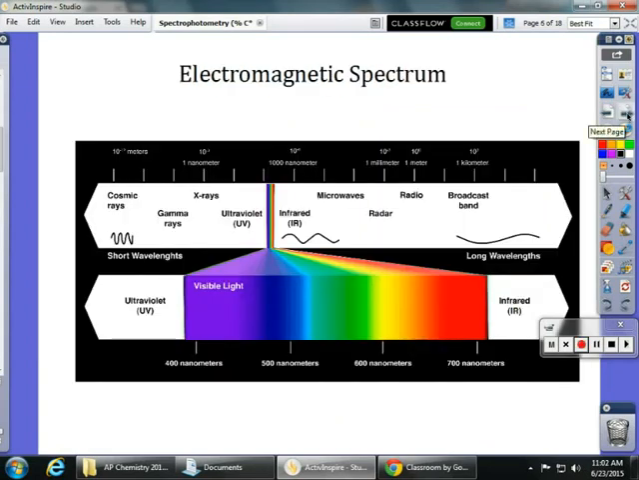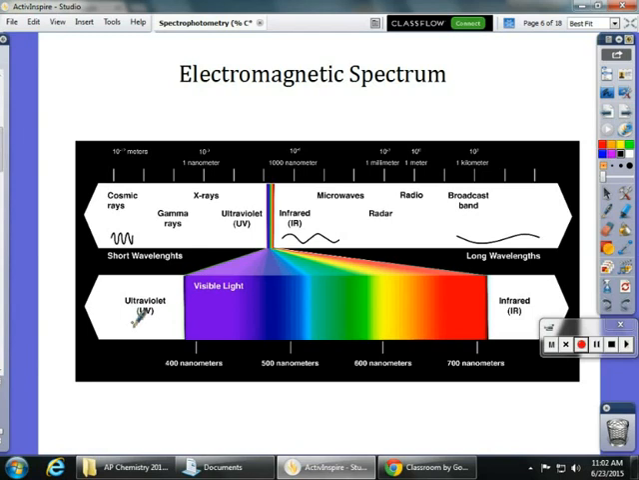So let's talk a little bit about the electromagnetic spectrum. Obviously, we know that light comes in various wavelengths. In this kind of spectroscopy, we're really looking at UV-vis, that is ultraviolet and visible light. So the spectrophotometers that you would use in a lab are going to be probably somewhere between 300 and 800 nanometers, depending upon the brand of it.